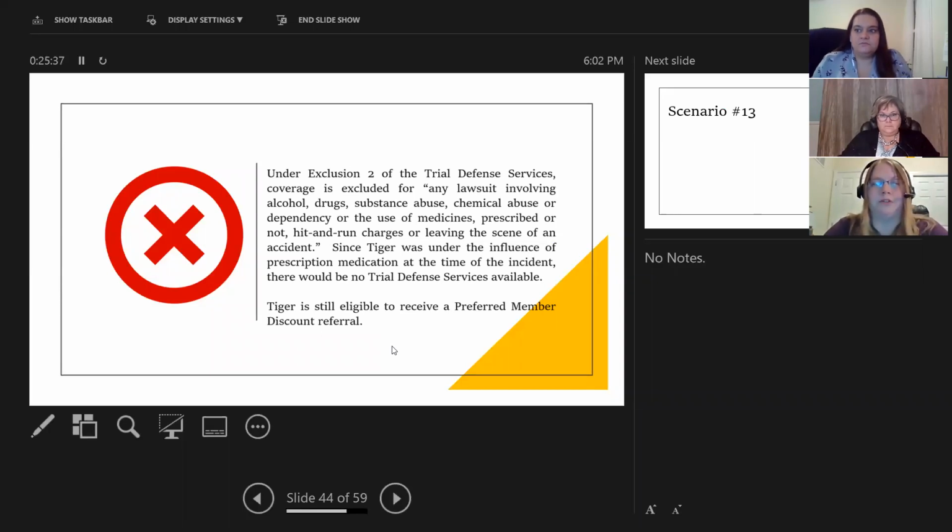There is an exclusion, much like with the criminal situation. Exclusion 2 then goes on to explain any lawsuit that involves the use of alcohol, drugs, substance abuse, those types of things, whether they're prescribed or not, hit and run charges, or leaving the scene of an accident. So since he was under the influence of prescription medication, trial defense services would not be available. However, he would still be eligible for that preferred member discount.